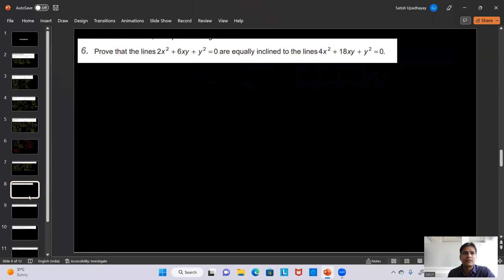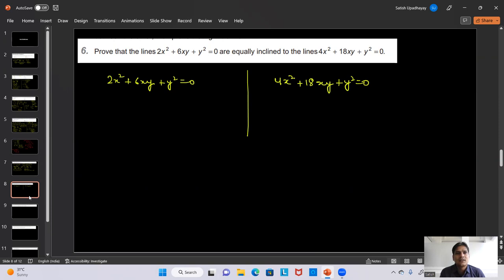Let's see the next question. Question number six. Prove that the lines this are equally inclined to the lines this. Two homogeneous second degree equations are given here. The first one is 2x square plus 6xy plus y square equal to 0. The second equation is 4x square plus 18xy plus y square is equal to 0. Now we have to prove that both these pairs of straight lines are equally inclined.